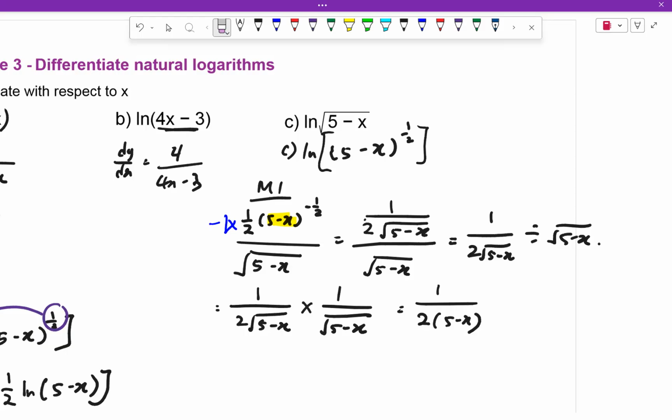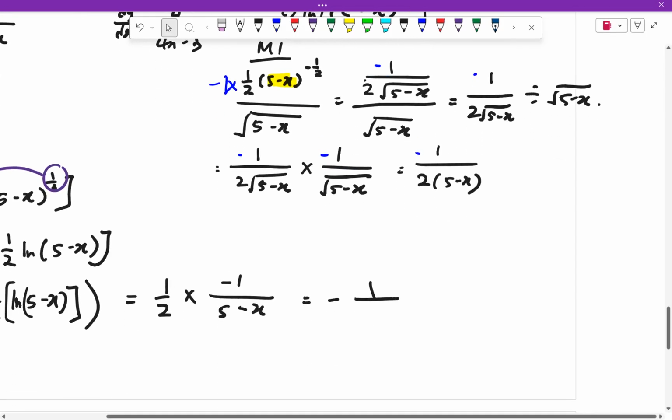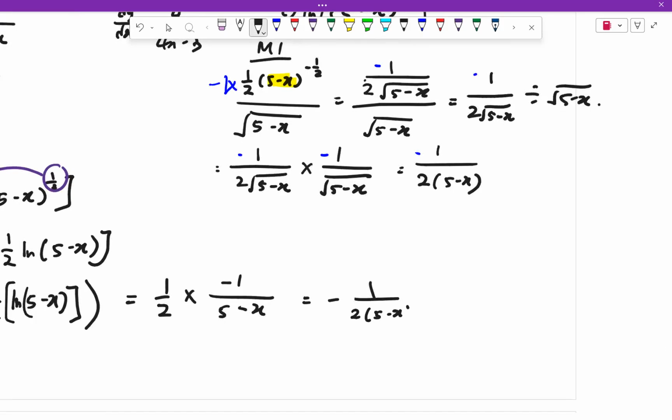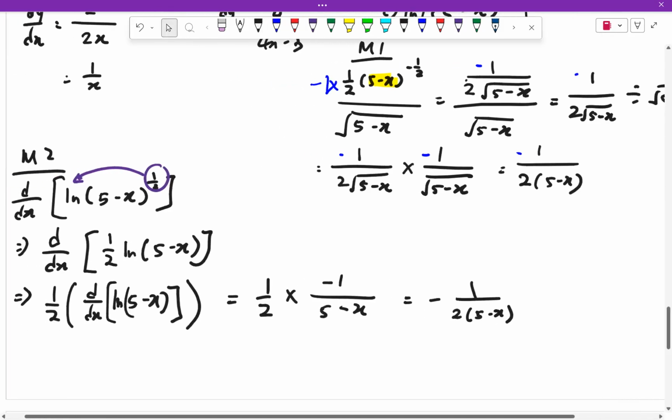That's the reason why I'm saying method 1 is more confusing. Even I can miss out. Okay, but that's the key. If you want, you can use method 2, which makes much more sense. Depends on which one you're comfortable with. Okay, and that's the final answer.